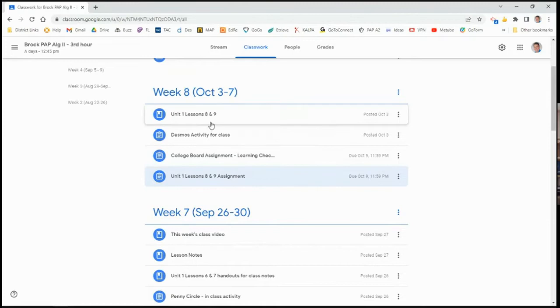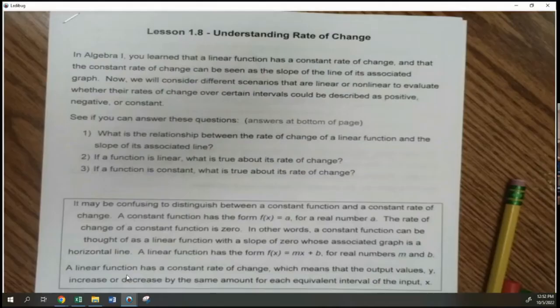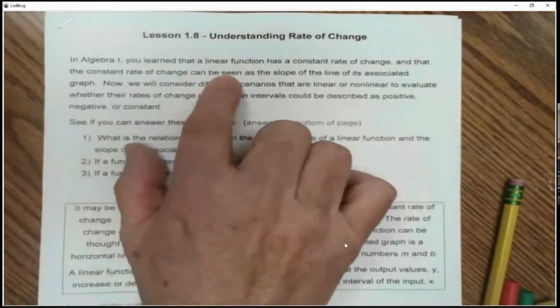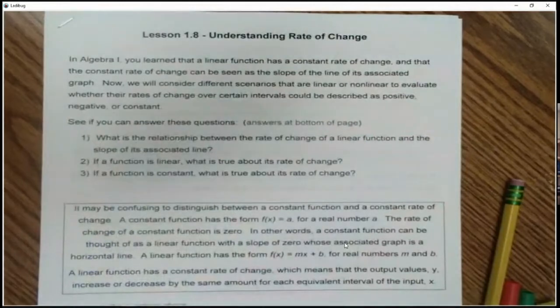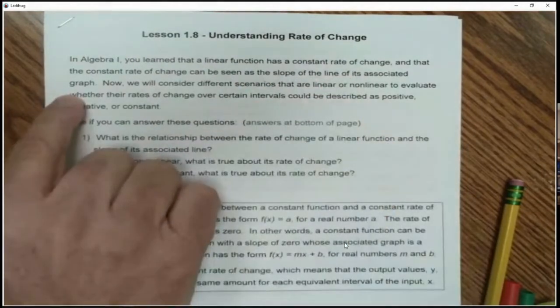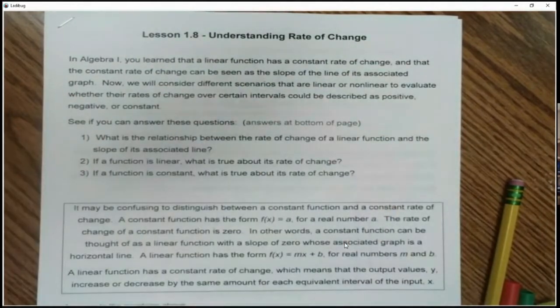So let's look at our lesson for today and what we're going to be talking about. I'm going to start with this. In Algebra 1, you learned that a linear function has a constant rate of change, and a constant rate of change can be seen as the slope of the line on its graph. Now we're going to consider different situations that are linear or nonlinear and evaluate whether rates of change over certain intervals could be described as positive, negative, or constant.